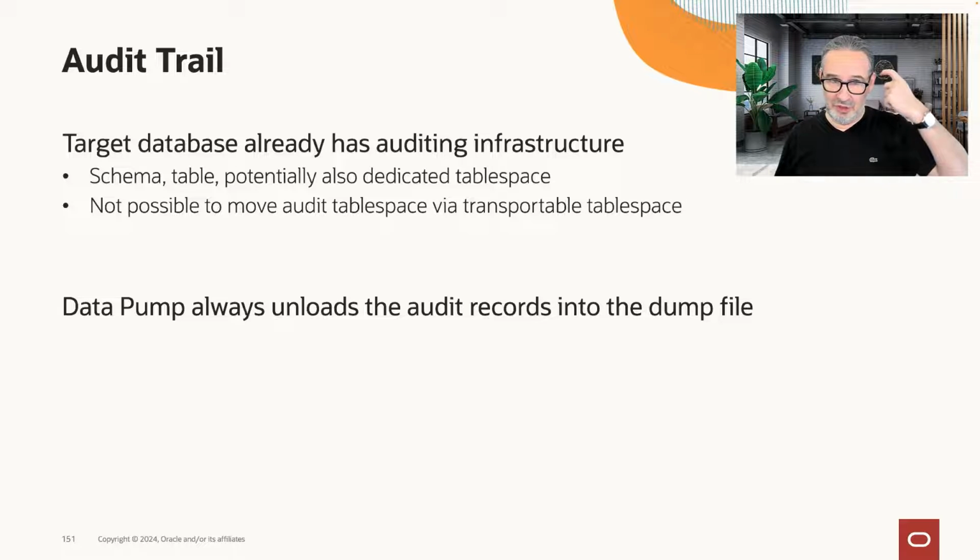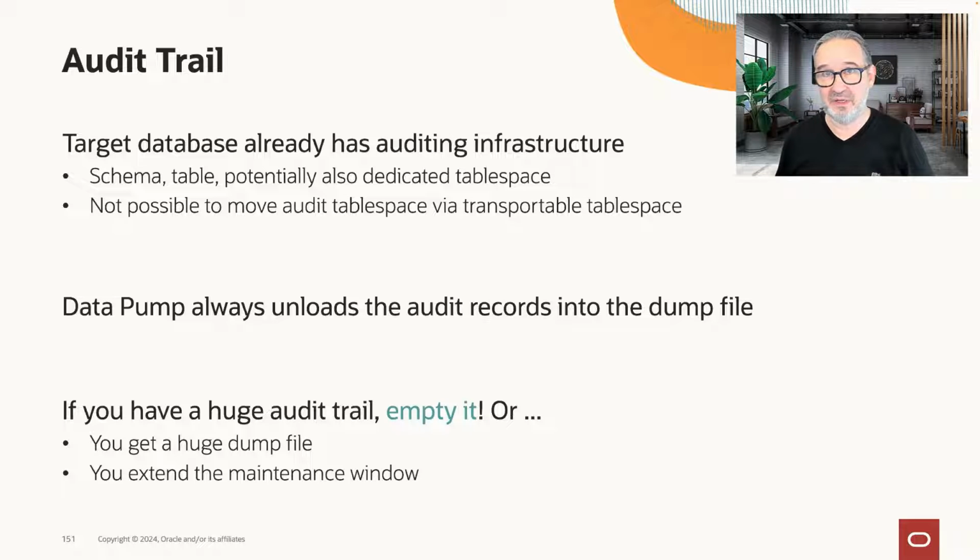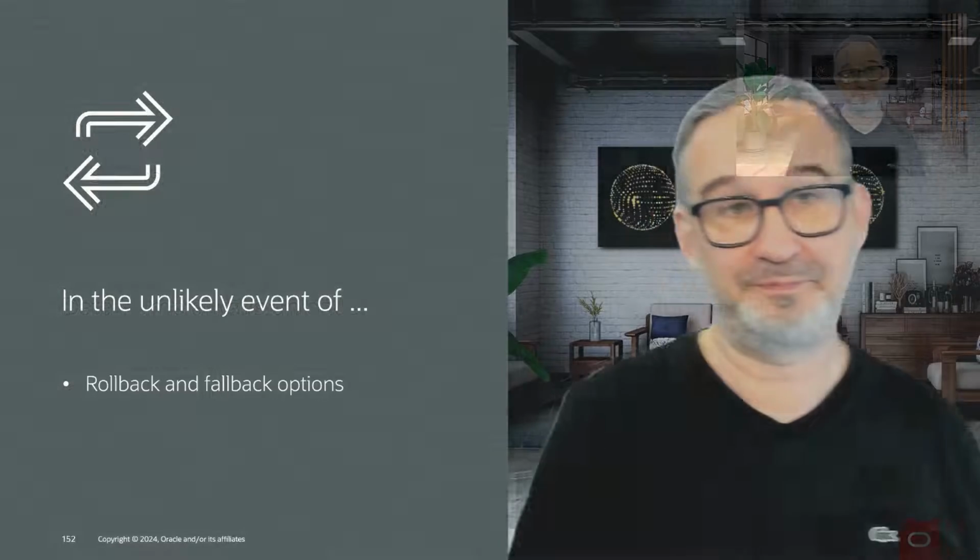That's something which should really put some alarm signs up for you if you have a huge audit trail. If you have millions of records there, we highly recommend, as we explained before, to archive them and then empty it, purge it. Otherwise, you will get a huge dump file, because the audit records will really be unloaded, not the structure, the records. And then it will also extend your maintenance window. So the best way is really to archive them, purge them, and then move over without the ballast from the previous environment.